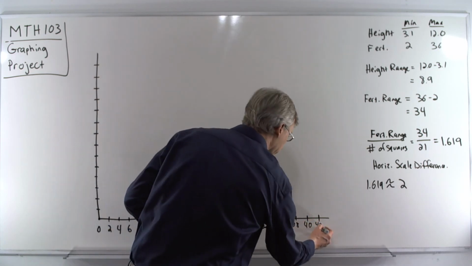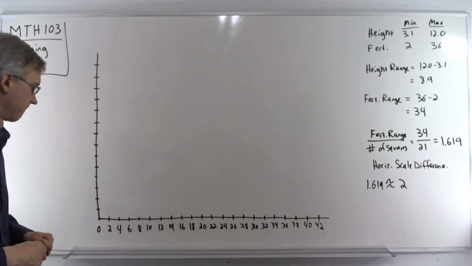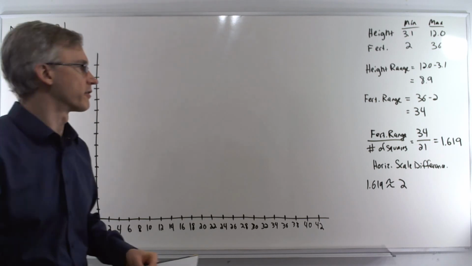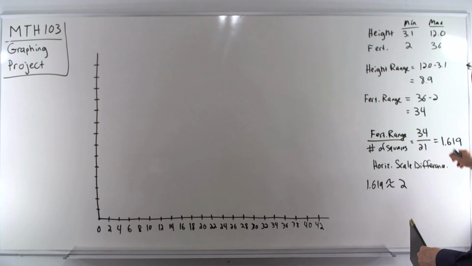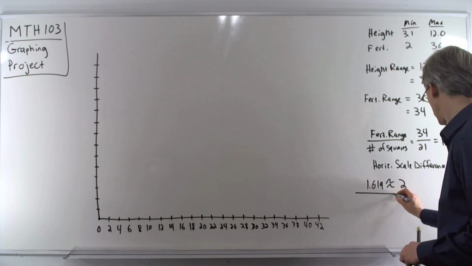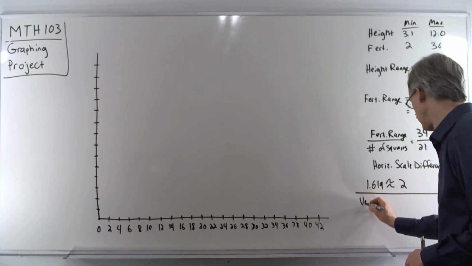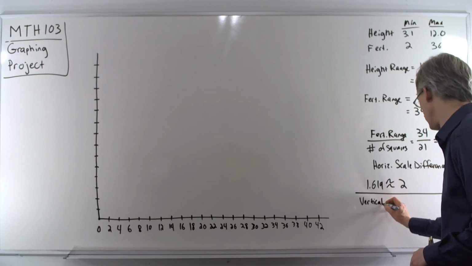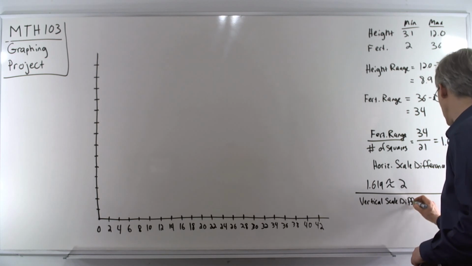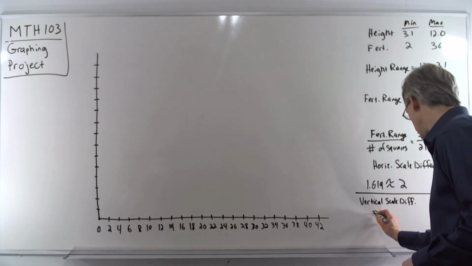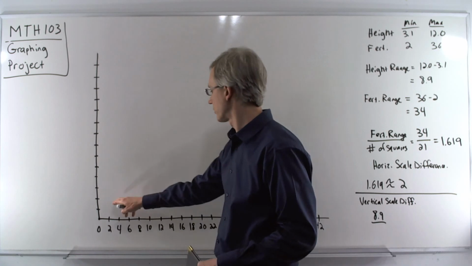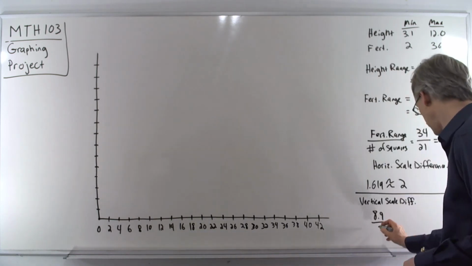All right, so that fills up our graph, going all the way up to 42 there. Now for the vertical scale difference, we've got a height range of 8.9. So we're going to do 8.9, and then we're going to divide by the number of squares in the vertical direction, and that is 14. So 8.9 divided by 14.